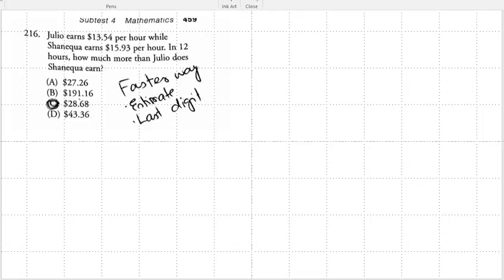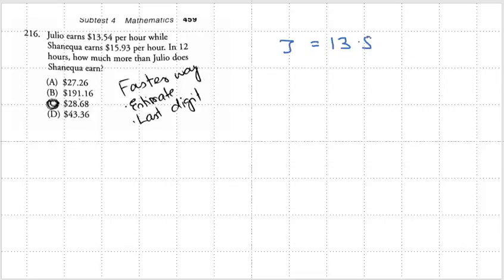One more problem, some more problems on ratios. You know how to do them. I'm going to teach you the fast way of doing it. Okay. Julio earns 13.54. Shanika earns 15.93. This is per hour. You see, this is the ratio. They want to see how much more Shanika earns than Julio in 12 hours.